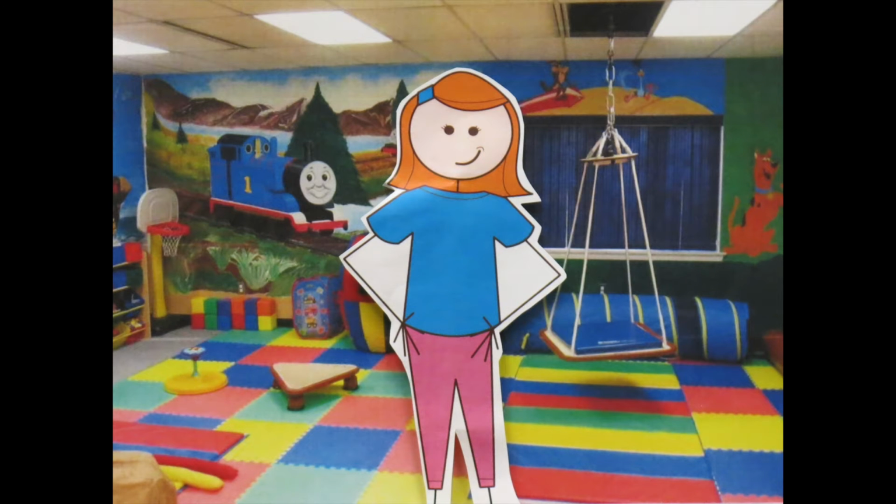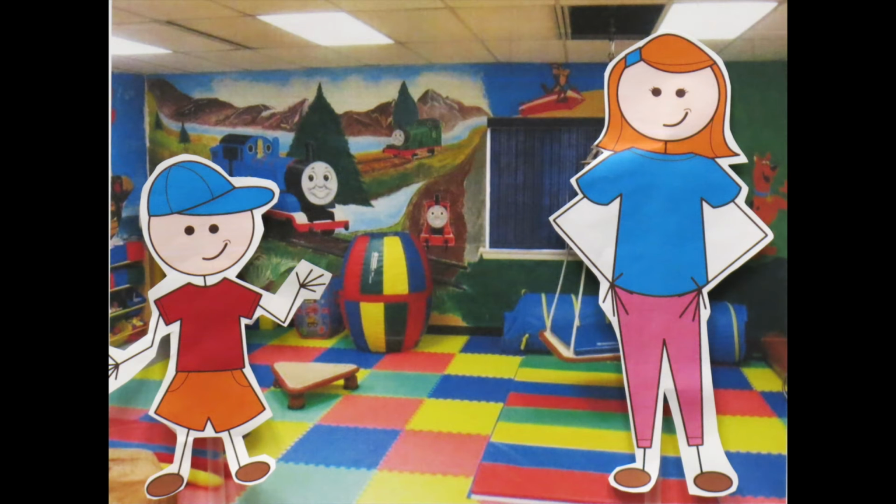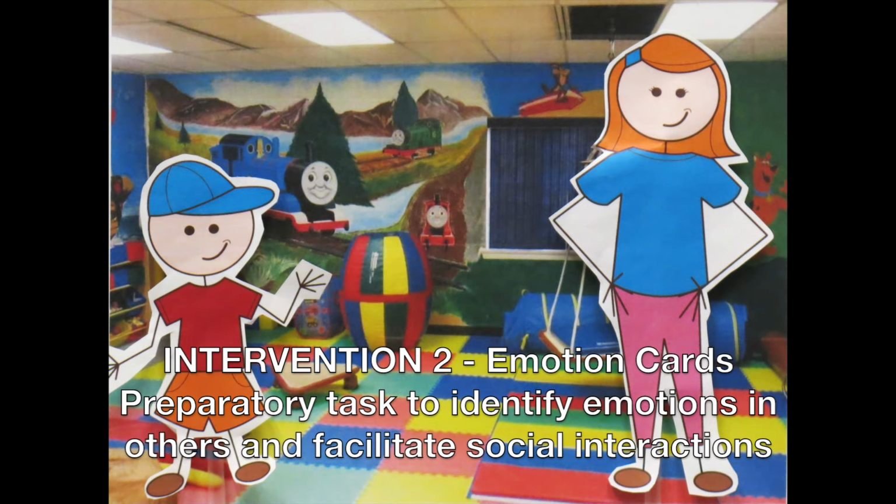Jane also uses the Occupational Therapy Practice Framework, also known as the OTPF, to guide her interventions. According to the OTPF, OTs work with children in the school using interventions that focus on creating and modifying the person, environment, or occupation. This generally means interventions are in the form of activities or preparatory methods and tasks. For example, when working with Anthony on his social interaction skills, Jane may use a preparatory task like practicing with emotion cards. Jane will show Anthony a card with a picture of people expressing different emotions, and Anthony will have to identify how the person feels.